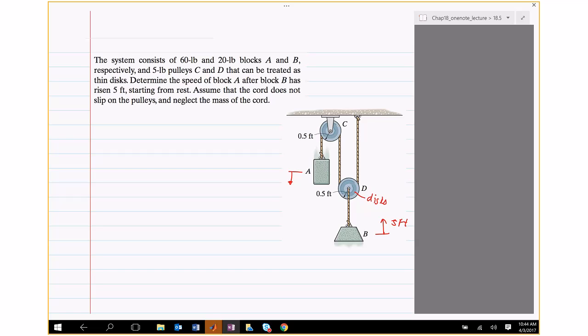Now, when you write the conservation of energy, well, we can write it, and then we'll realize that we have to do some other arithmetic. So I'm going to start with the conservation of energy. Again, you've got to choose two instances of time, and clearly those instances are going to be the initial position, which is shown, and then the position after B has moved up and A has moved down. So T1 plus V1 is T2 plus V2.